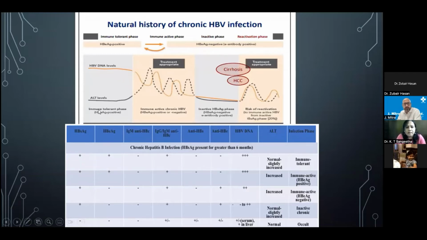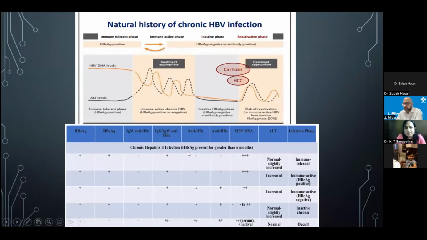This is the immunotolerant phase, where the HBeAg remains positive. In a chronic phase, you can see a gradual decrease and conversion of HBeAg to anti-HBe antibody, whereas in acute infection there is a rapid shift from HBeAg to anti-HBe. Since this is a chronic infection, IgM is not there. Total anti-HBc, IgG or IgM, remains positive. It's an indicator of chronic infection.